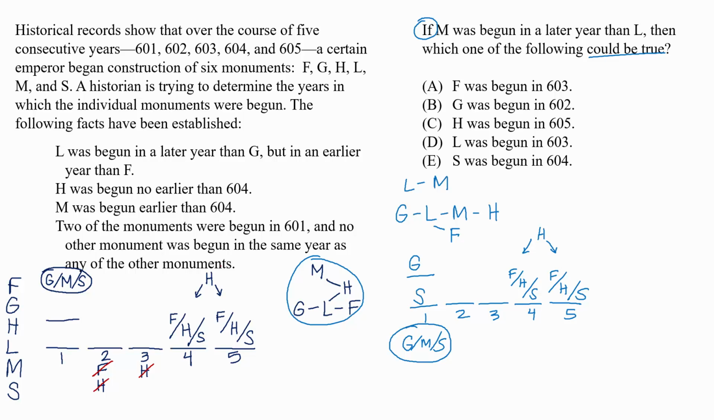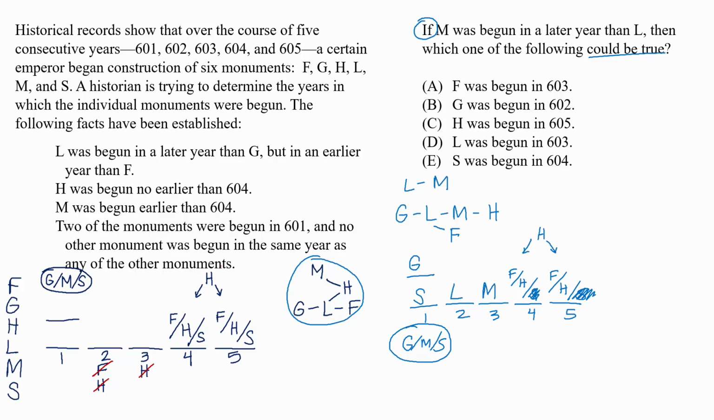Now we know that L has to be second, because in this question, L has 3 monuments after it: H, F, and M. That means that M has to be third, because M can't be fourth or fifth, according to Rule 3. And that leaves F and H to take up the fourth and fifth spots, although we don't know in which order. So our answer is something that could be true in this situation.